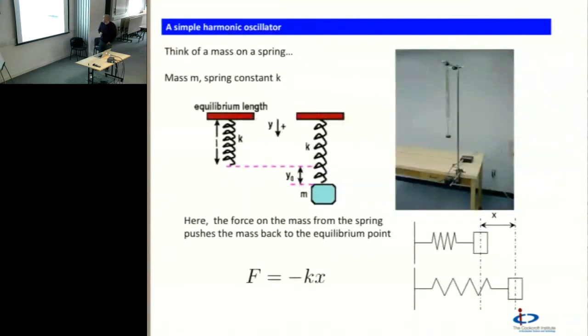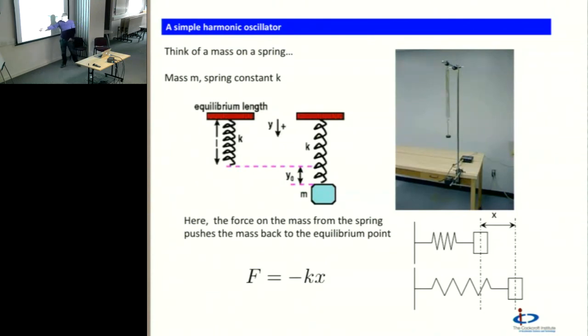So here's a good example. First example ever at university normally is a mass on a spring. There's one. And if I just pull that down, it oscillates up and down with a restoring force coming from the compression and the extension of the spring. So at some equilibrium length, it just sits there. There's some spring constant k, some mass m. If I just pull it down by y0, there's a restoring force on the spring being stretched, pulling it back up, and it oscillates up and down.